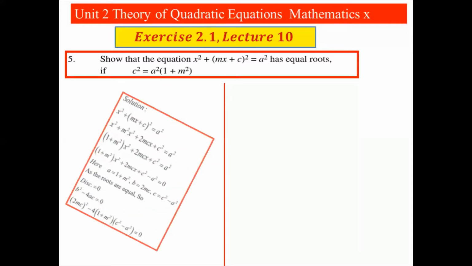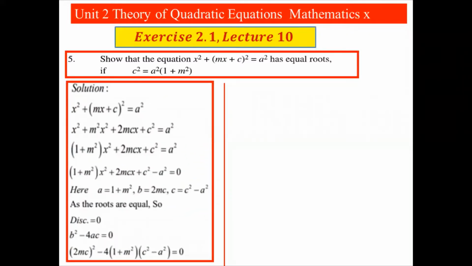So, start solution. First, we have to write the given quadratic equation into the standard form. For this, we have to open this square by using the formula (a plus b) whole square is equal to a square plus 2ab plus b square. Here a is equal to mx and b is c. So by using the formula we have m square x square plus 2mcx plus c square is equal to a square.